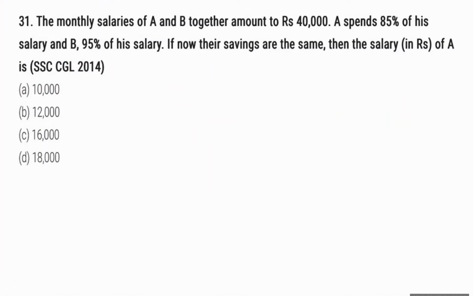Question: the monthly salary of A and B together amounts to rupees 40,000. A spends 85% of his salary and B spends 95% of his salary.